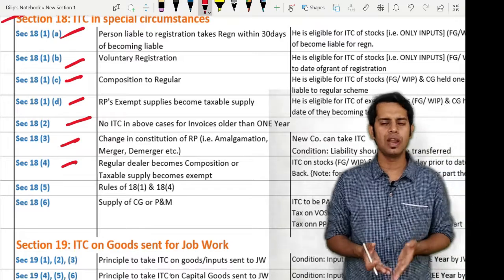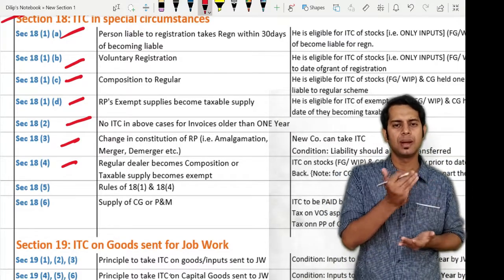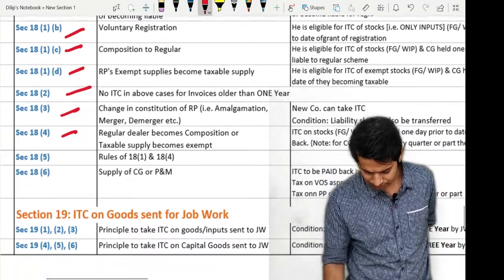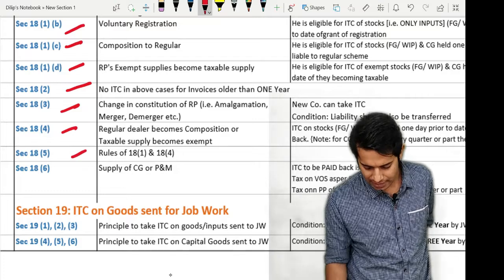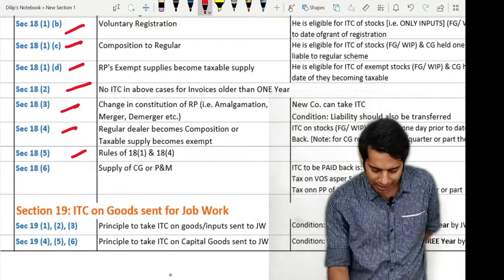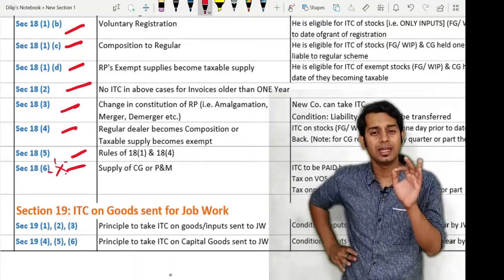Under 18(4), if a regular dealer becomes a composition dealer, or taxable supplies become exempt supplies, then ITC will have to be reversed by you. What will have to be reversed? The ITC on the capital goods and the stock lying one day before it becomes exempt or you become a composition dealer; you will have to pay it back. Then 18(5) talks about the rules for computing the above.